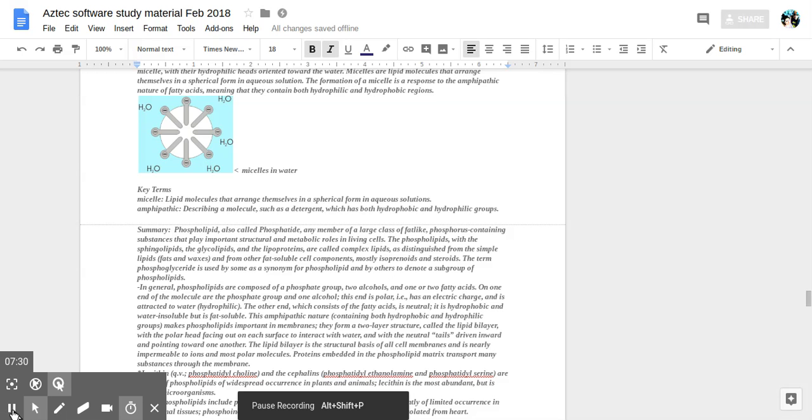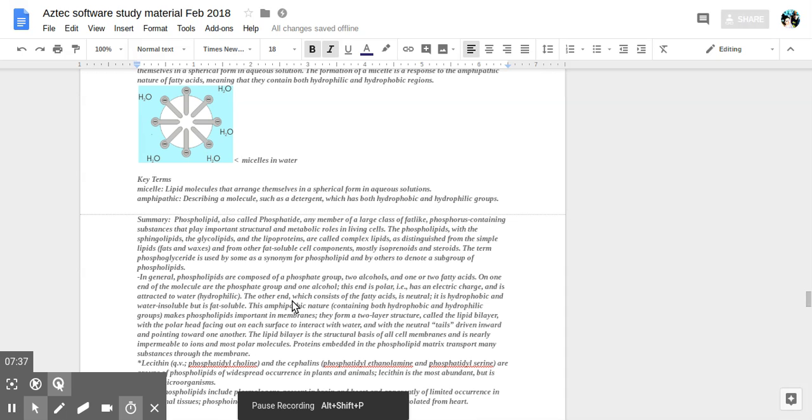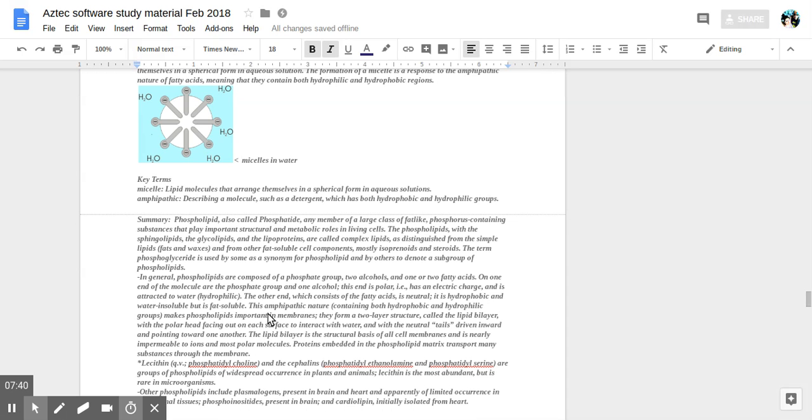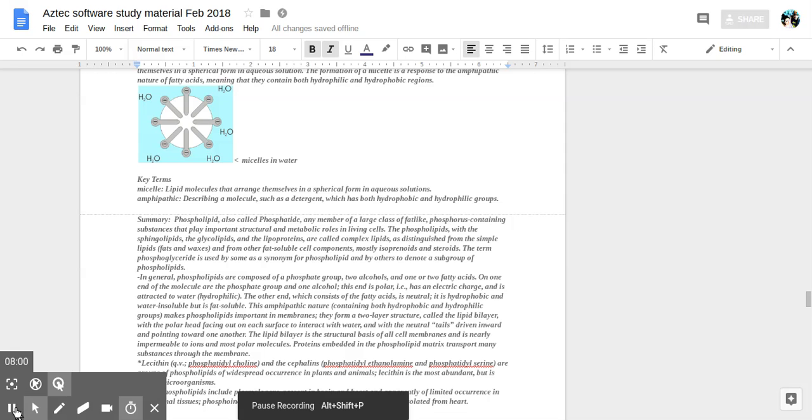Phosphoglyceride is also another name for phospholipids, phosphatide as well. So the phosphate group attached to two alcohols gives the polarity to the phospholipid molecule, and the one or two fatty acid tails give it the nonpolar aspect, giving this molecule an amphipathic nature of being both polar and nonpolar.